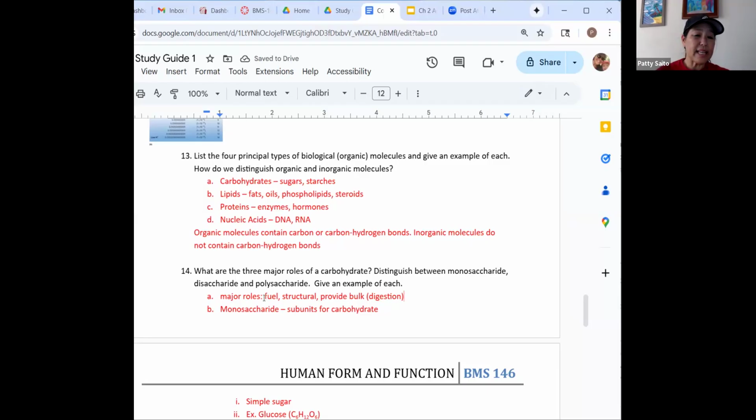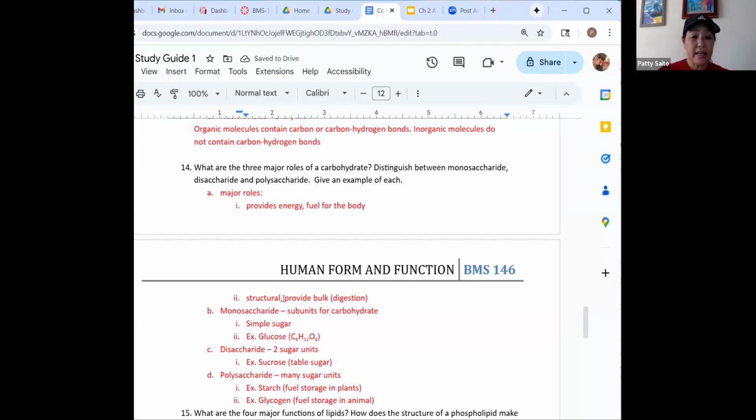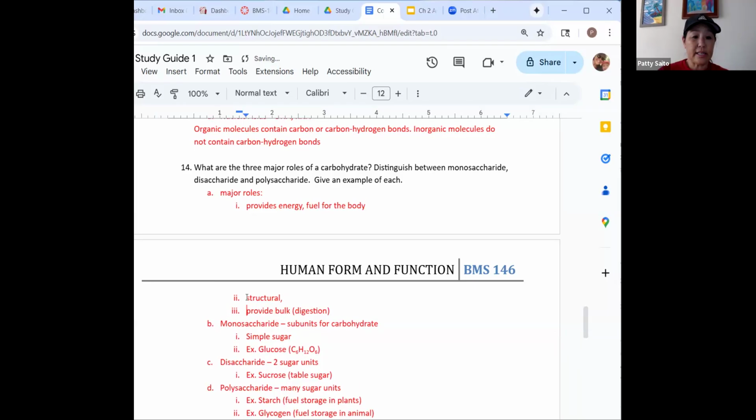In the book, I said it's used as fuel. Maybe I should do it this way. The first one is energy or fuel. Or provides energy, or fuel for the body. It's structural in that it is part of a structure of molecules.